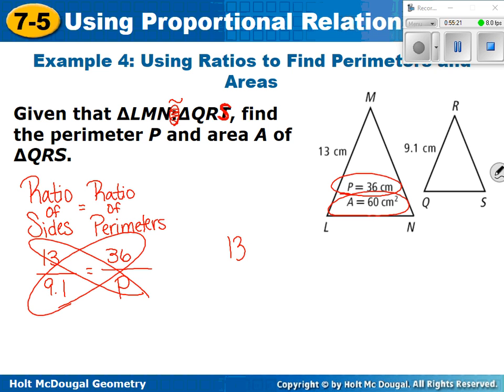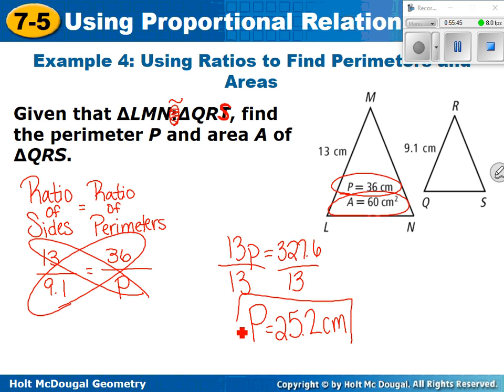So we have 13p equals, help me out, 36 times 9.1 is 327.6. And then we're going to divide that by 13. And the perimeter is 25.2. And what are the units? Centimeters. Okay? It's different for the area, so be really careful on the next part finding the area. I'm going to go to the whiteboard. So if you're watching the video, listen carefully.